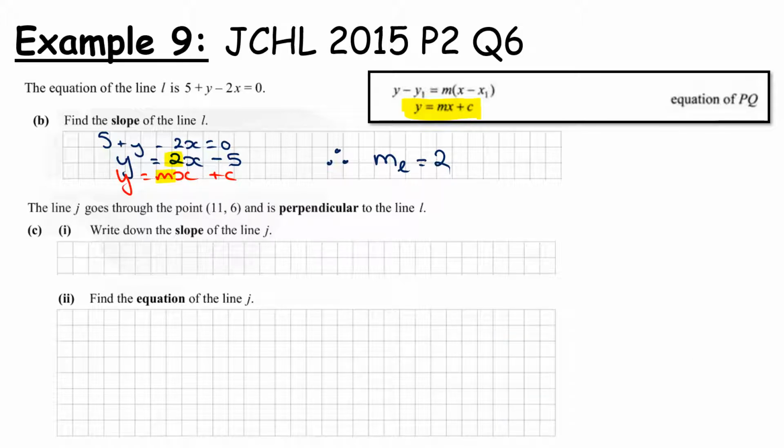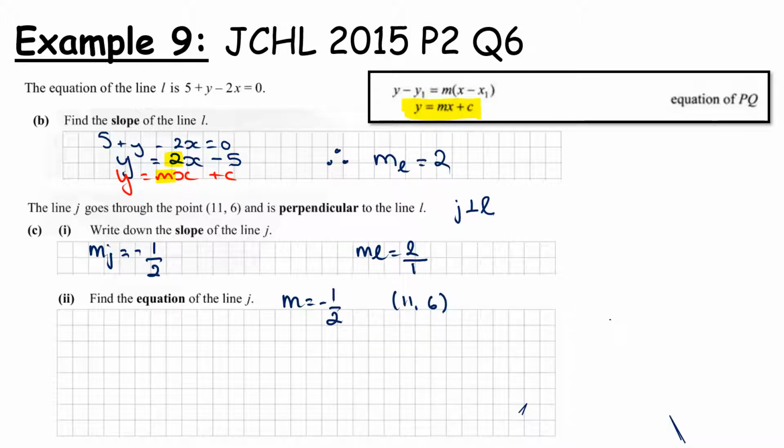Now the line J goes through the point 11, 6 and is perpendicular to L. So therefore the slope of J is going to be the opposite reciprocal. The slope of L is 2, and that can be written as 2 over 1. So we flip it and we change the sign, so minus a half. Now we find the equation. I have my slope, which is minus a half, and I have my point, which is 11, 6. Remember, labeling the point x1, y1.